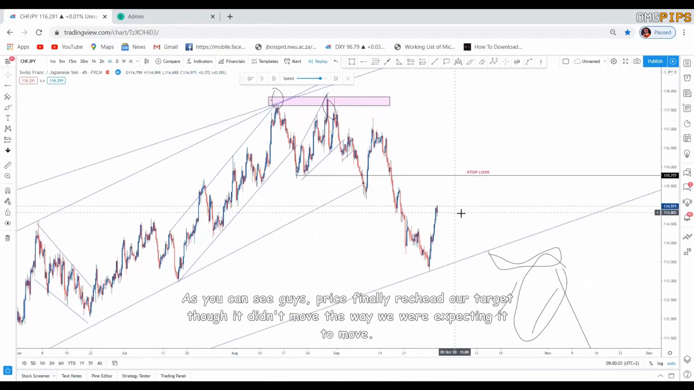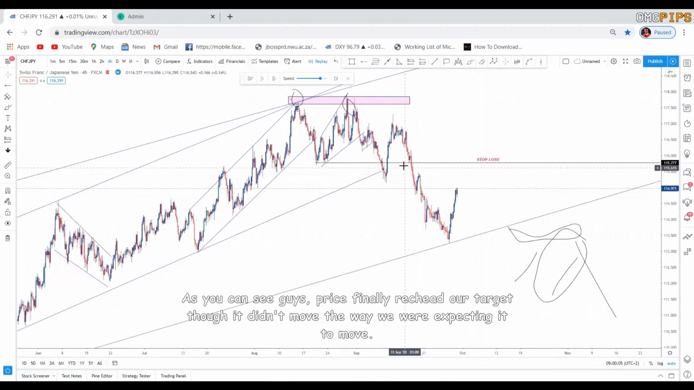As you can see guys, prices finally reached our target, though it didn't move the way we were expecting it to move. And remember, in Forex, we came in this game for money, we came in this game to earn a living, so we are not here to play games.